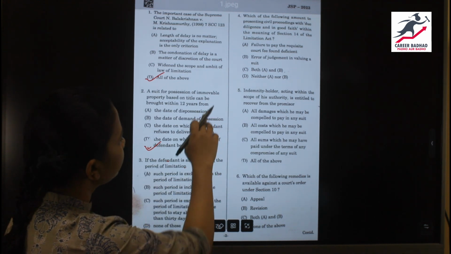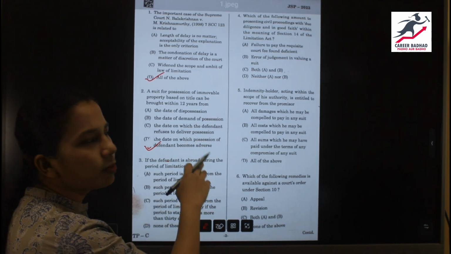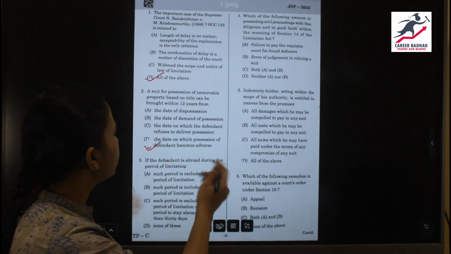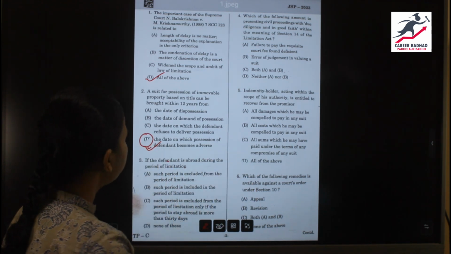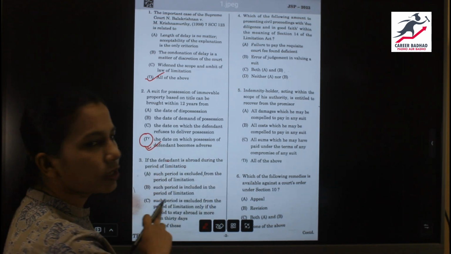Generally, students are confused between option number A and D, but since this is a direct question, the correct option would be option number D. Let's go to question number 3.